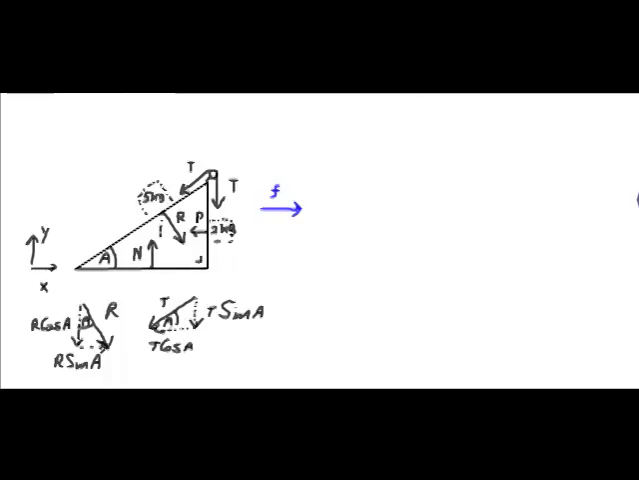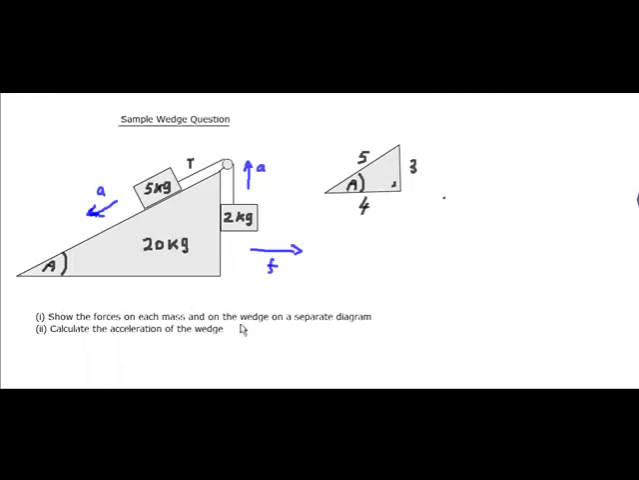So back to the original question, we've got all our resolving done, we've got all our forces, we've shown the force on each mass and on the wedge on separate diagrams, and we've put in accelerations as well. Now to calculate the acceleration of the wedge, calculate F, we've got to now go back to our diagrams and use our F equals ma in each situation to get simultaneous equations which involve F. And once we've got enough simultaneous equations, we can then solve for F. That's the method always in these questions.